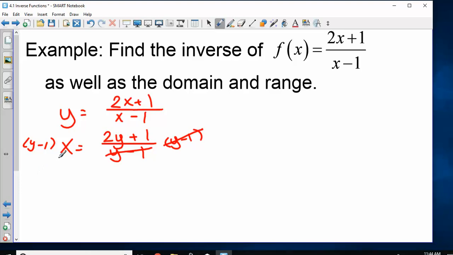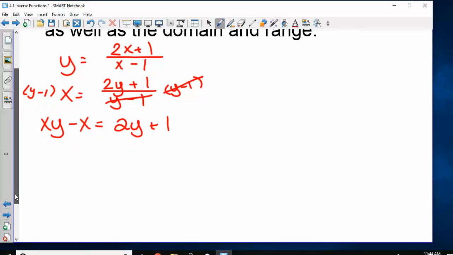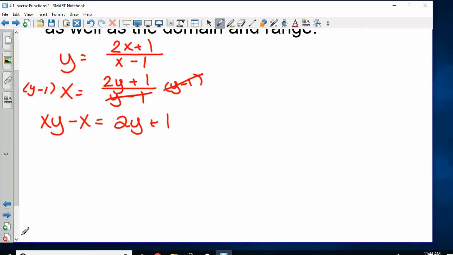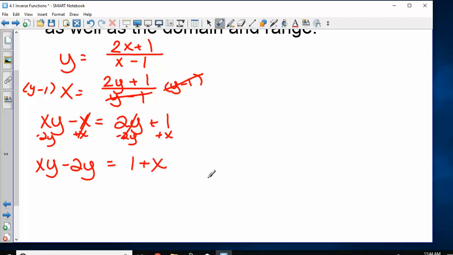Those cancel. If I distribute, I get xy minus x equals 2y plus 1. I am trying to solve for y. I have 2 y's, so what we need to do is put everything with a y on one side of the equation and everything without a y on the other side. So we can subtract over this 2y and add over this x. Can you actually add xy plus or minus 2y? No, so I'm just going to leave that. Over here I have a 1 plus x.